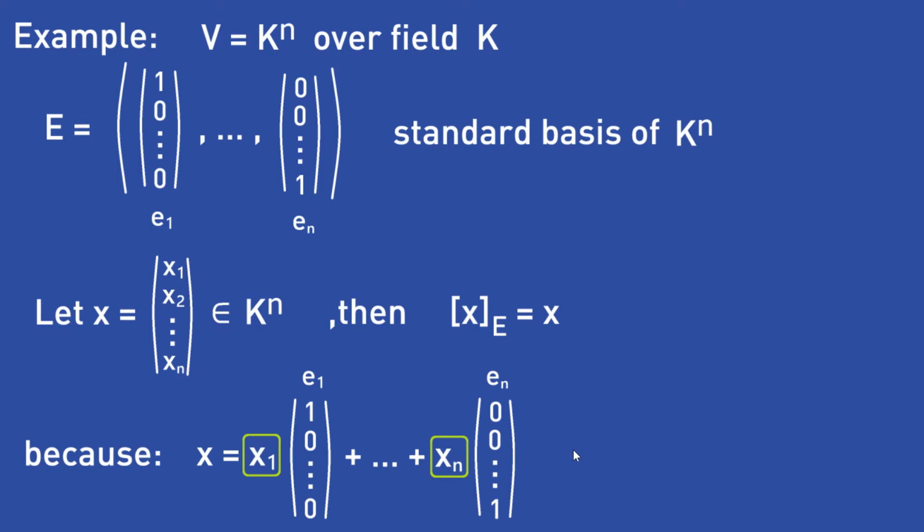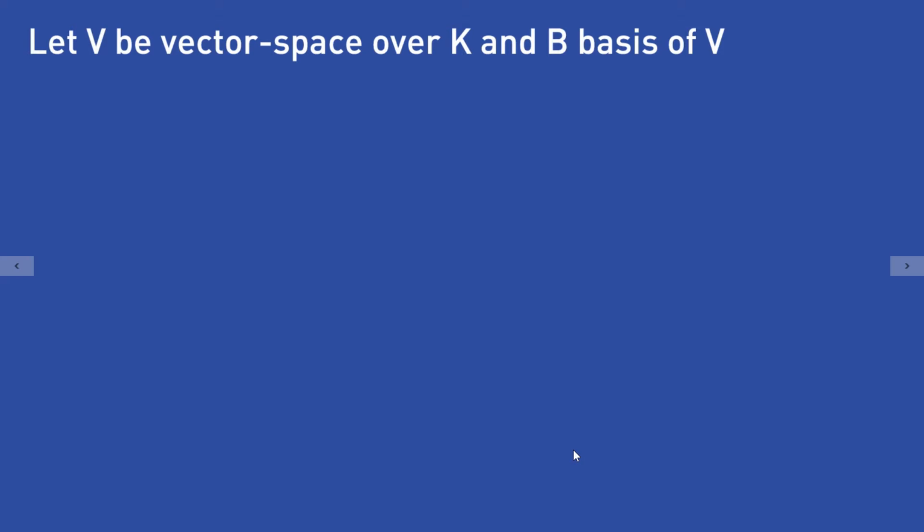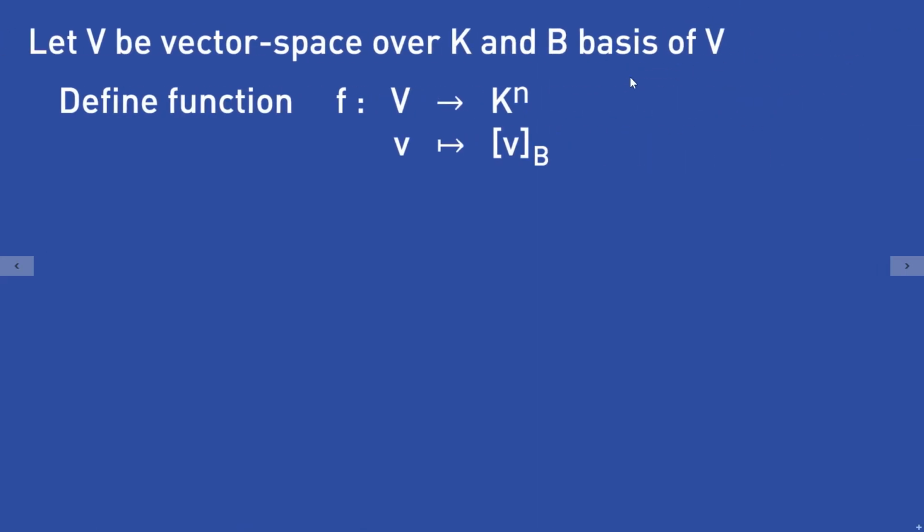Okay, let's take a look at some properties of the coordinate vector with respect to a basis B. We have the following result. Let V be a vector space of dimension n over a field K. And let B be a basis of this vector space V. Let f be the function from the space V to K^n that assigns to each vector small v its coordinate vector with respect to the basis B. So f is the function that assigns to each vector small v its coordinate vector with respect to the basis B. Then f is an isomorphism.